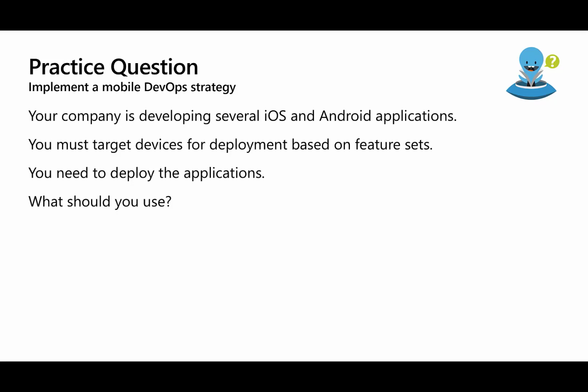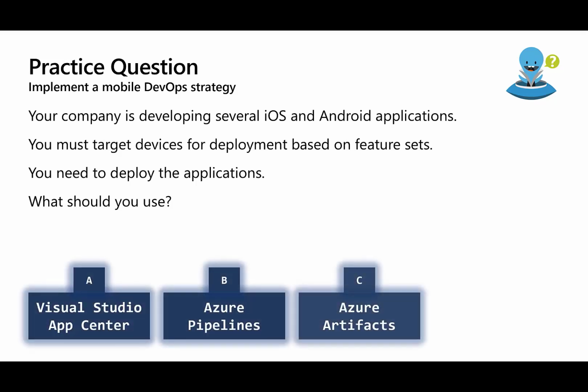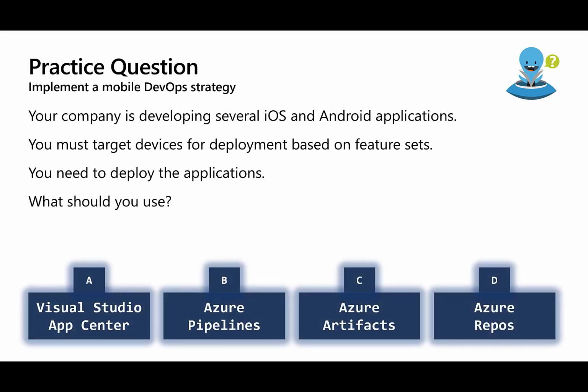And to close this section, another knowledge check question, where the question is, your company is developing several iOS and Android apps. You must target devices for deployment based on feature sets, and you need to provide a solution to deploy the applications. What solution would you use? Is it Visual Studio App Center? Will you use Azure Pipelines to do that? Are you going to use Azure Artifacts, or are you relying on Azure Repos?